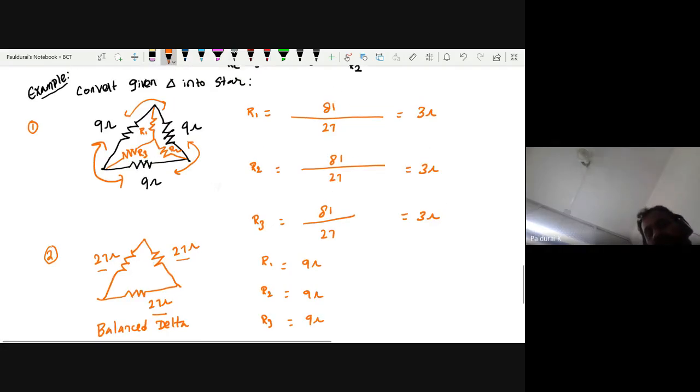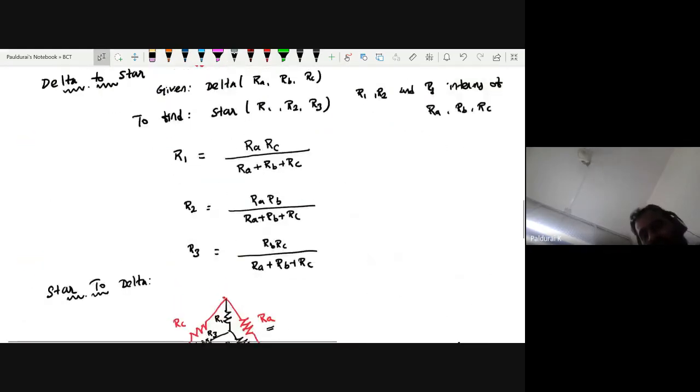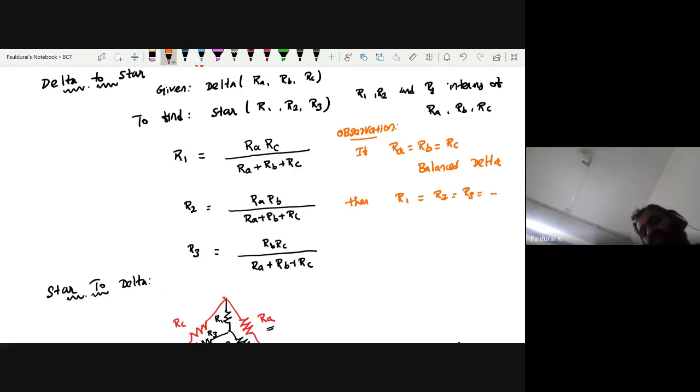So now take the conclusion here itself. Here I am writing one observation. If RA equal to RB equal to RC, nothing but if it is a balanced delta, then what will happen to R1, R2 and R3? R1 equal to R2 equal to R3, take this as some R, all are equal, so it becomes R by 3.